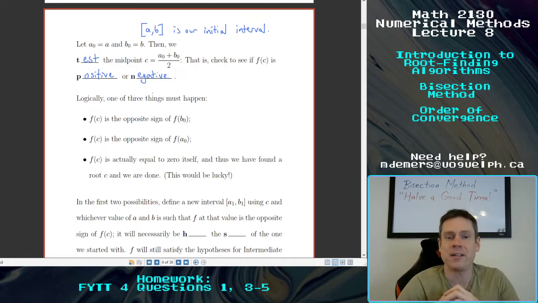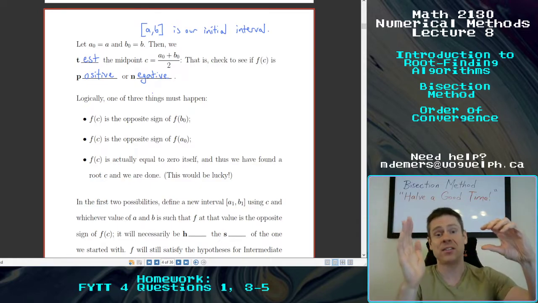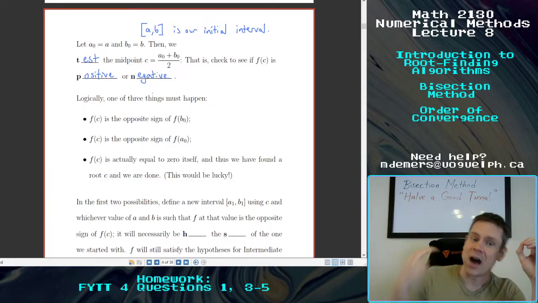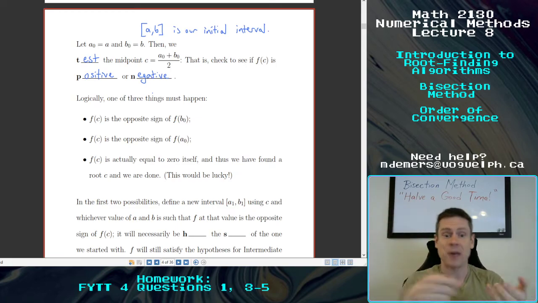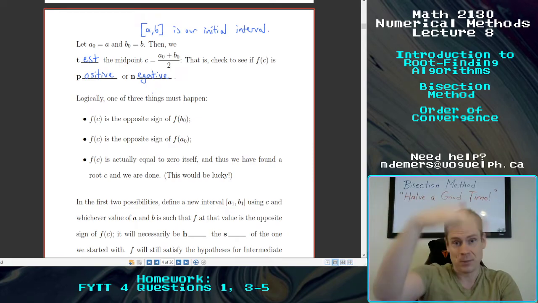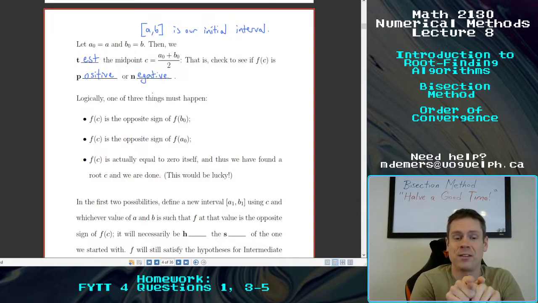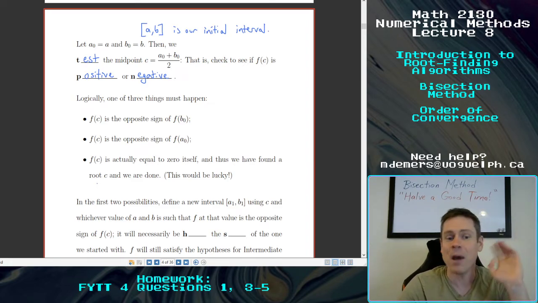So trying to put it in place here, that means that f(c) is going to be either the opposite sign of f(b0), or it's going to be the opposite sign of f(a0), because the a0 and the b0 had to have outputs that were opposite signs to start with. The other possibility is that that midpoint is actually the root itself, that f(c) is actually equal to 0 itself, and thus we found a root c and we're done the problem immediately. That would be very lucky.